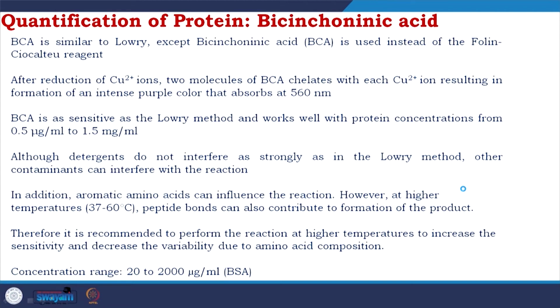After reduction of copper ions, 2 molecules of BCA chelate with each copper ion, resulting in formation of an intense purple color that absorbs at 560 nanometer. This test is as sensitive as the Lowry method and works well with protein concentration from 0.5 microgram per ml to 1.5 milligram per ml.